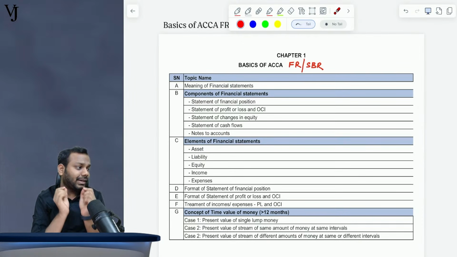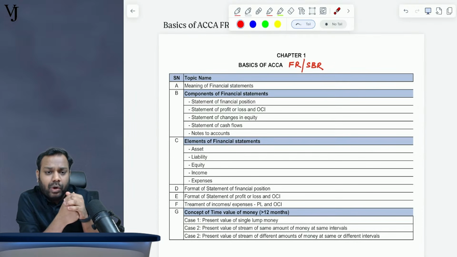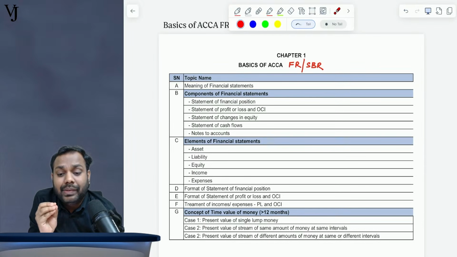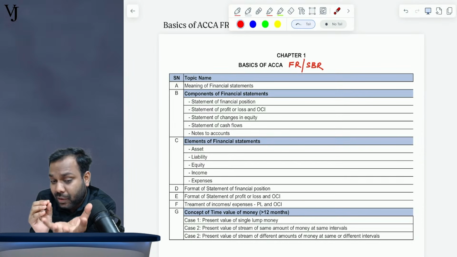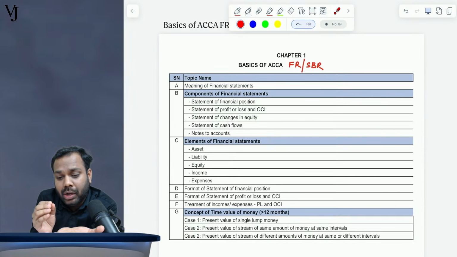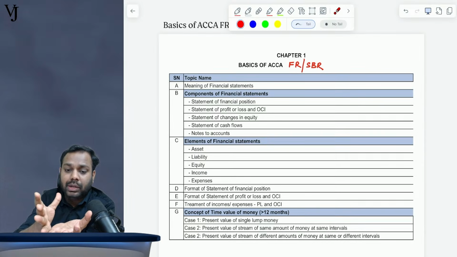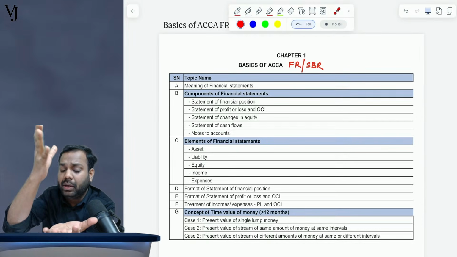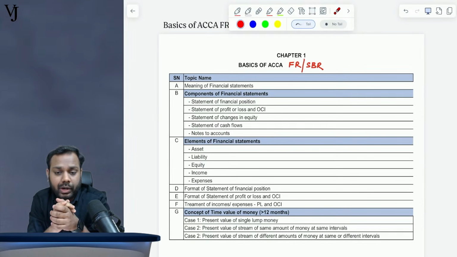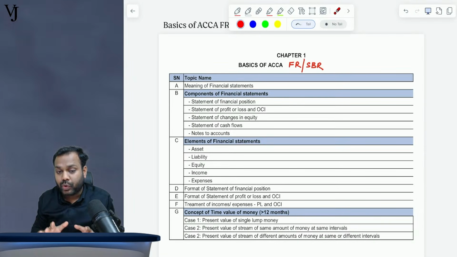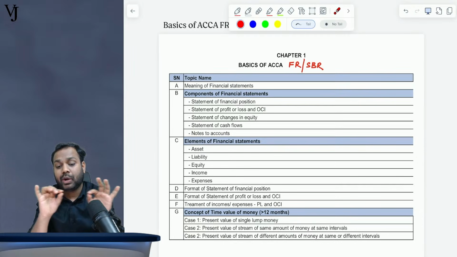But guys, you might think, oh sir, this won't be tested in the exam. Is there a need to study this? There is a need, because if the base, the foundation is not strong, however good a building you make on that foundation, it will not be a strong one. So the base has to be the strongest one. That's what we are doing, making the base strong.